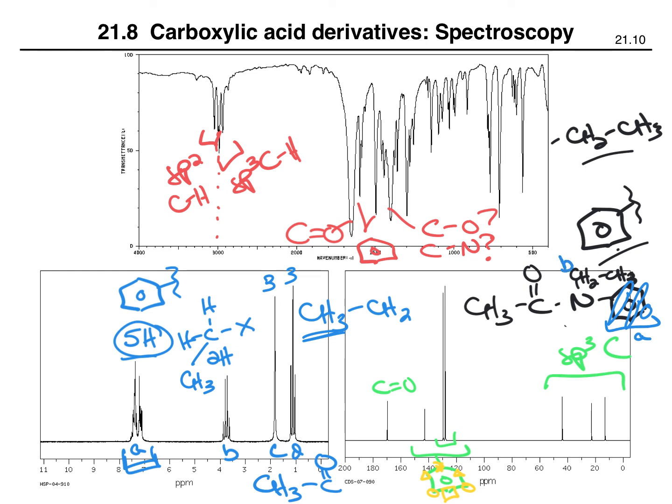This one would be B because it is a CH2 group with 3 neighbors, and then this would be D because it's a CH3 group with 2 neighbors, and then this one would be C because it's a CH3 group with no neighbors and next to a carbonyl.